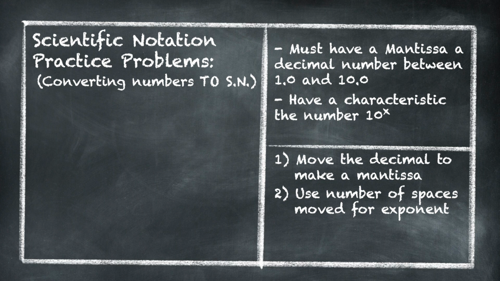Then we use the number of spaces we moved our decimal place to be our exponent in the characteristic. So if we moved it 3 spaces to the left, then that's going to be a 3 in our exponent. Whether we moved it to the left or to the right determines if our exponent is positive or negative. If we moved our decimal to the left, then our exponent is going to be positive, while if we moved our decimal place to the right, then our exponent is going to be negative. So, let's try these numbers out and convert them into scientific notation.